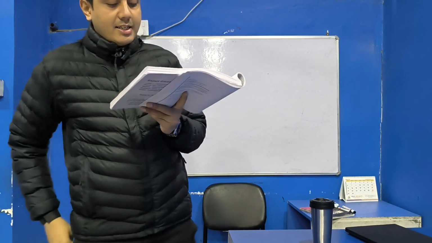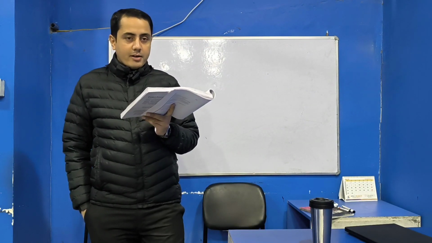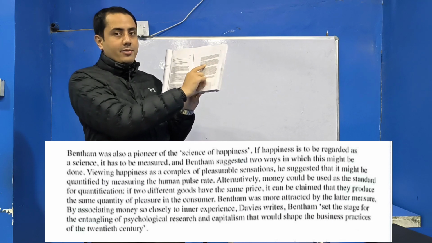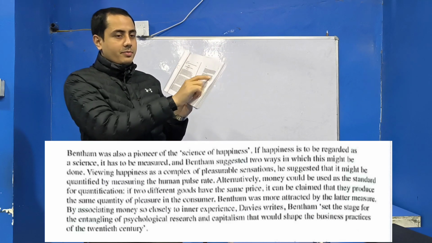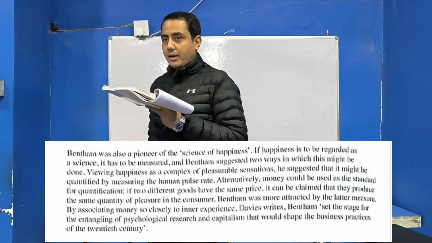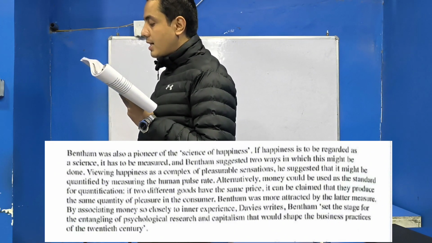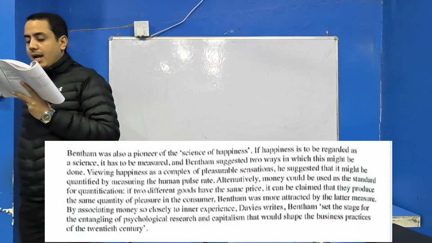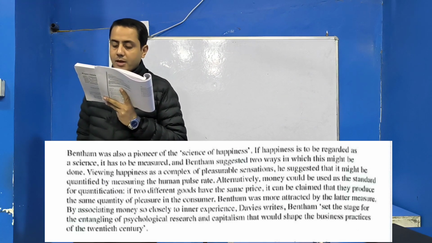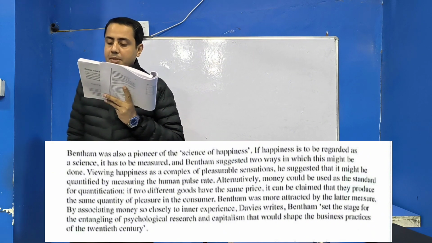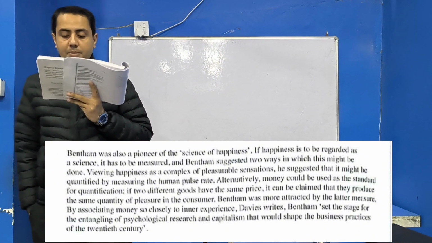Okay, I see in the third last paragraph. If you look at this next page, on this paragraph here, the second one on the next page, in that paragraph, look at the fourth line. Let me read the line for you. Alternatively, money could be used as the standard for quantification if two different goods have the same price. It can be claimed that they produce the same quantity of pleasure in the consumer.